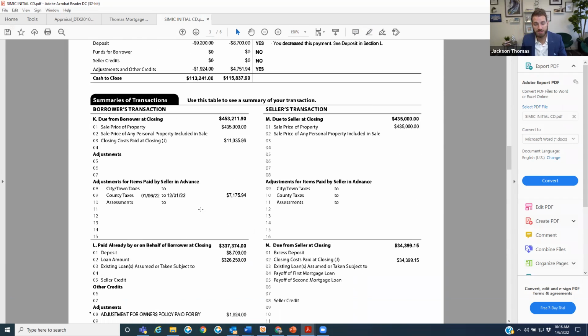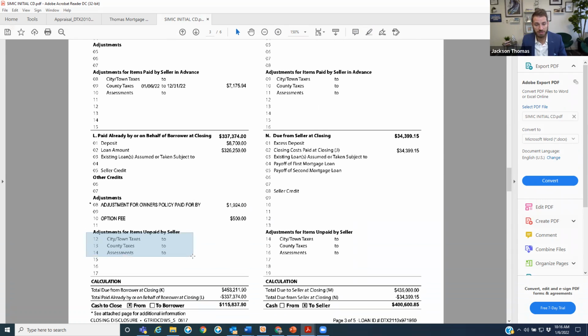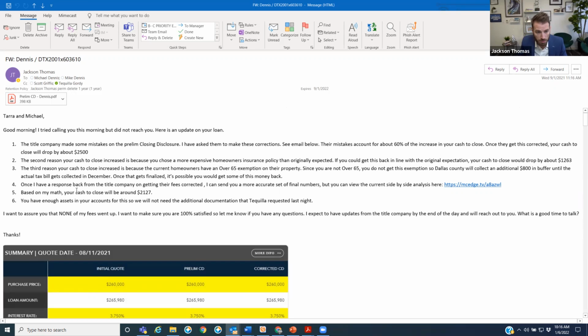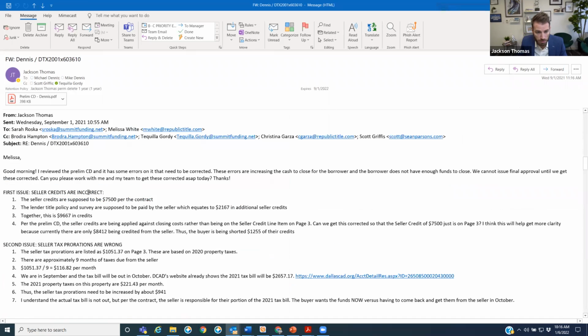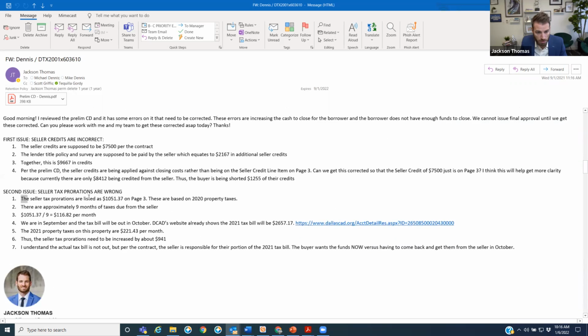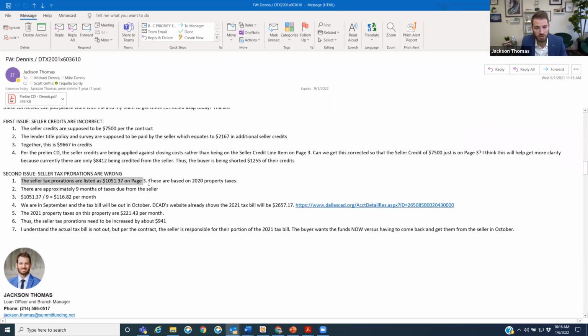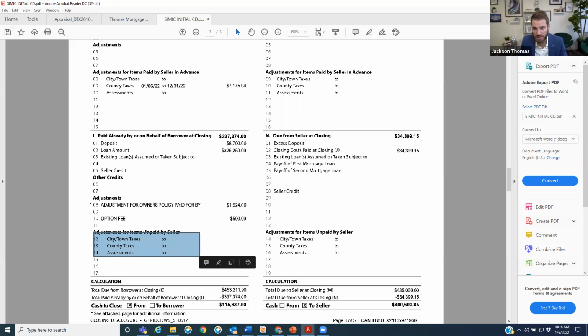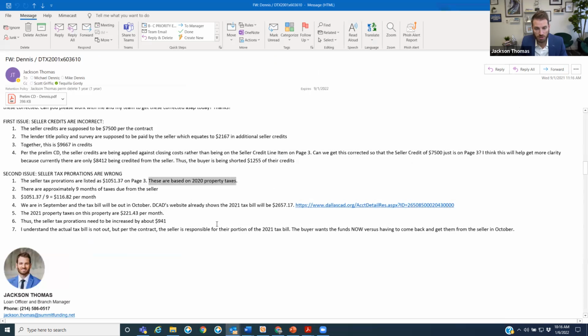But then if you go down here, and let's say this is on a sale of a home, the county taxes, the credit from the seller, in this particular case, if we go back, yeah, here we go. I'll share this email with Broderick so you can put it in the training. The seller tax proration listed on page 3 of this document was 1,051. So we're looking at a CD, and this line item was 1,051. This was based on the 2020 property taxes, but we were in 2021 when we were closing it, in September of 2021.